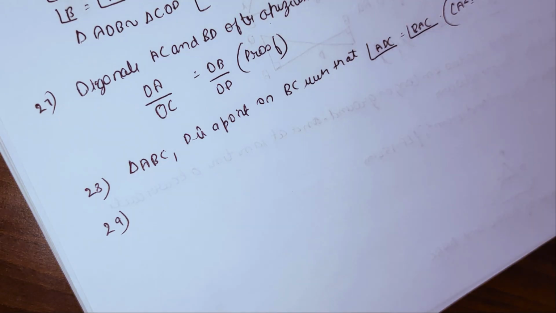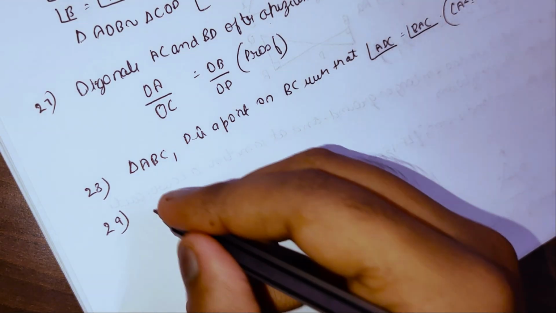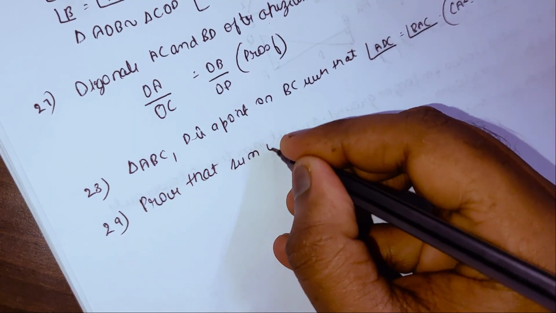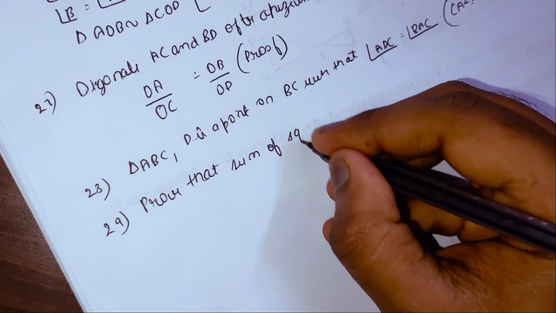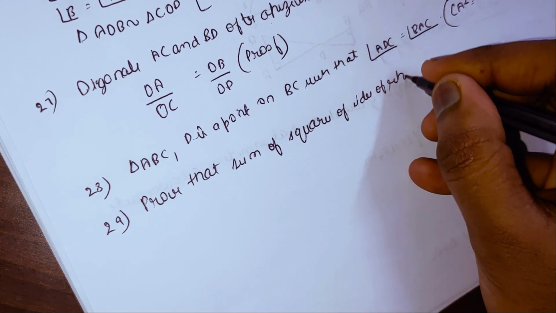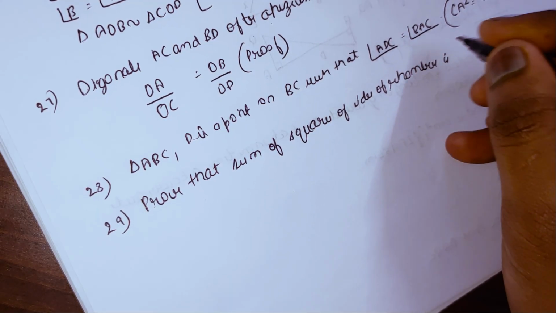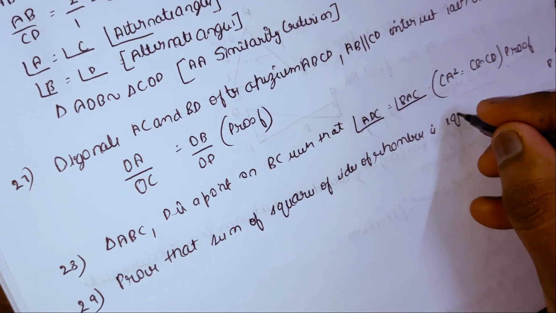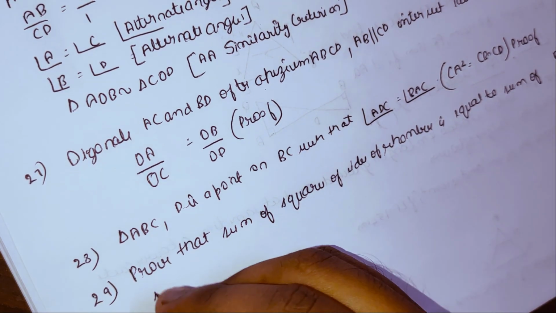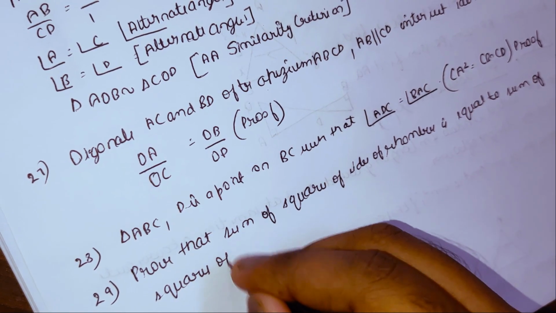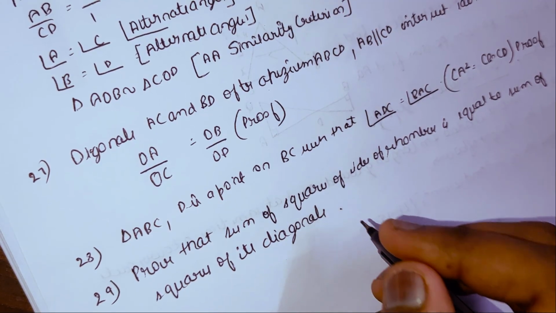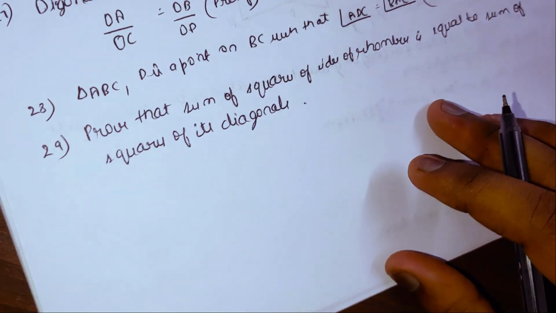29th question. Prove that the sum of squares of the sides of a rhombus is equal to the sum of squares of its diagonals. We'll first draw a rhombus.